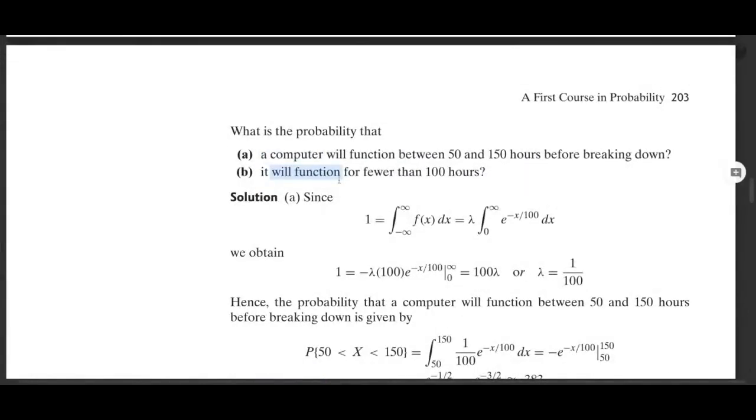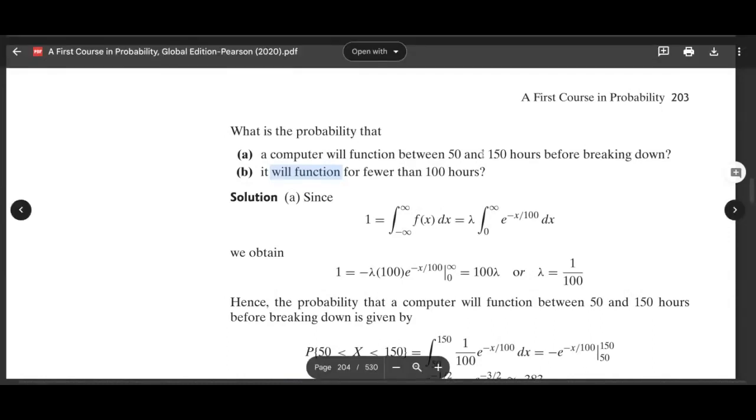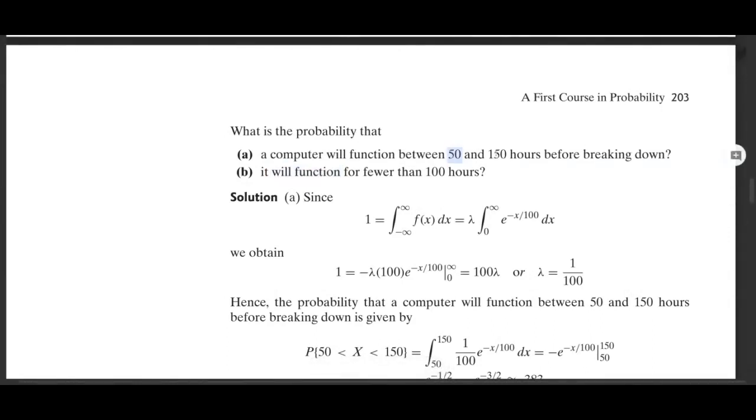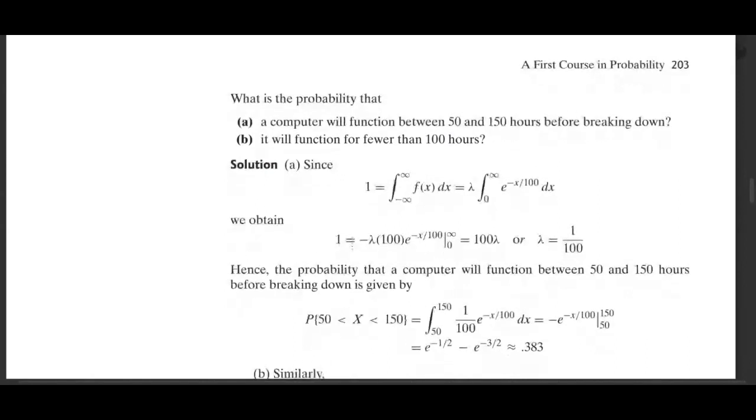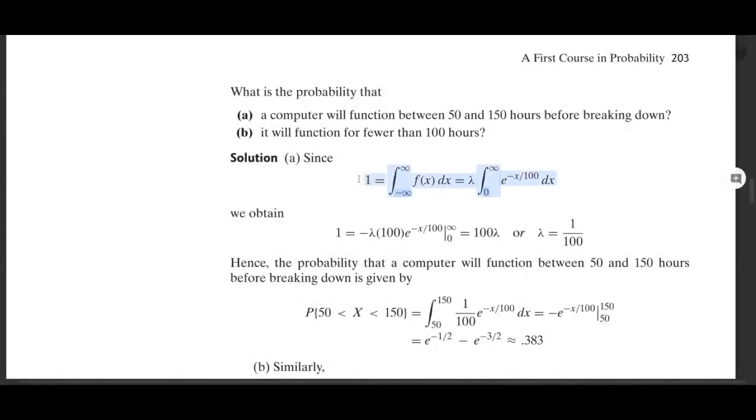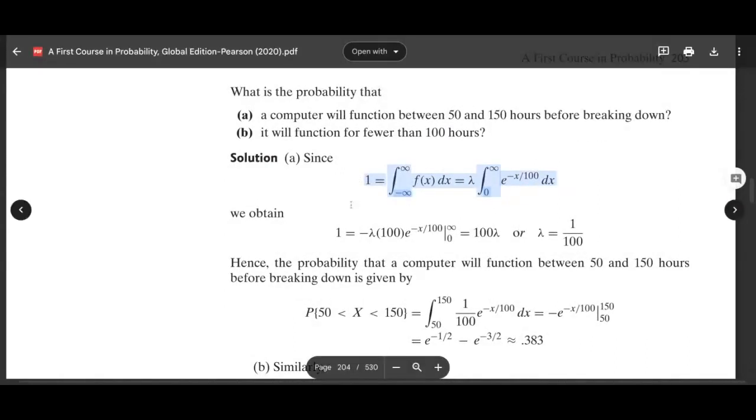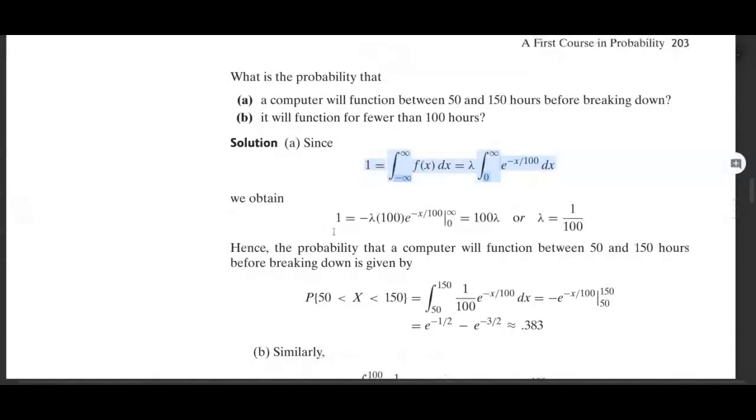B, it will function for fewer than 100 hours. So this first one is the random variable between 50 and 150, and this one is x less than 100. So first, since it's a probability distribution, we can use that to find the number, because we're talking about probability. So the number indeed is 1 over 100.